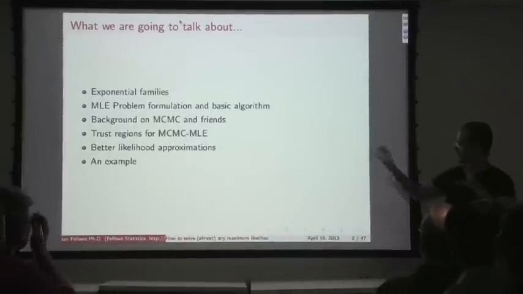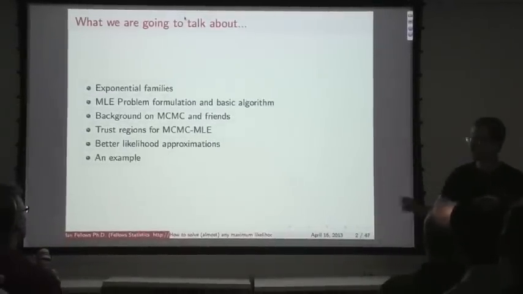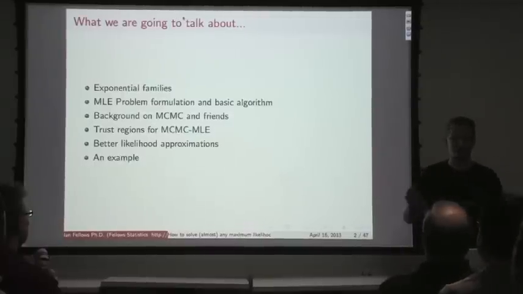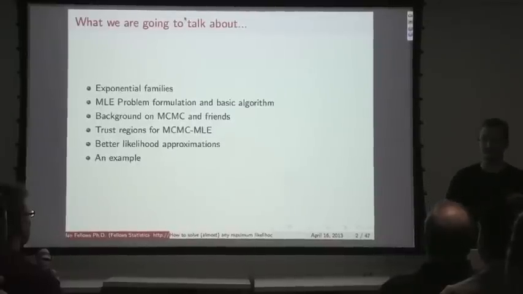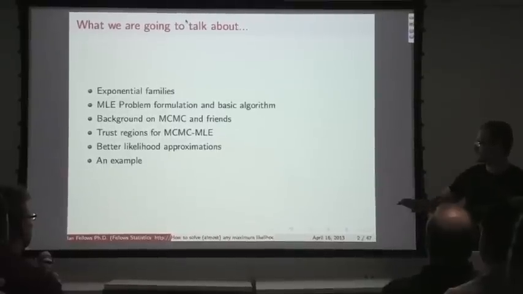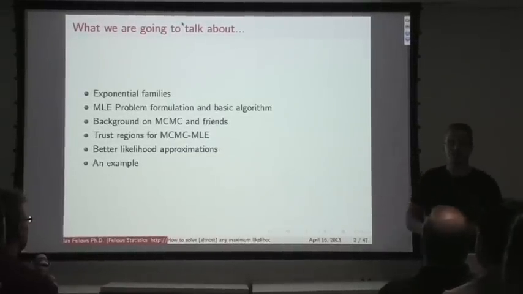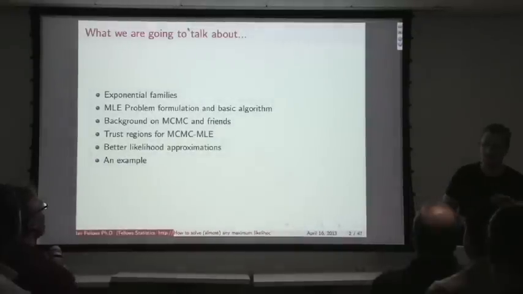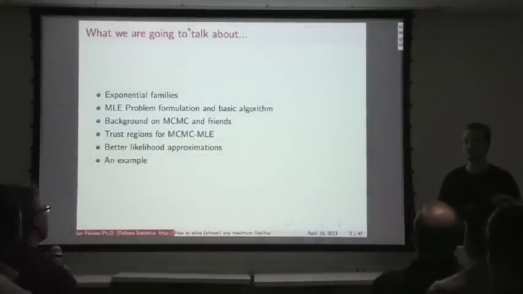So the basic outline is that we're going to review what an exponential family is. They're everywhere. We're going to talk about the MLE problem and the basic algorithm for solving maximum likelihood when you can't actually compute the probability function. We're going to do some background on MCMC and friends, Markov Chain Monte Carlo, because I don't assume that everybody in this room is super familiar with that. And then we're going to talk about some of the practical things that you need to think about when you're actually trying to implement this stuff.